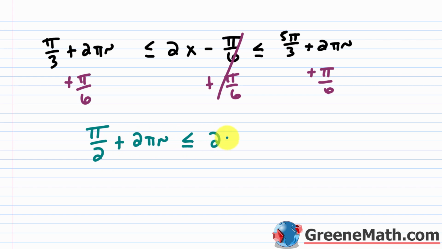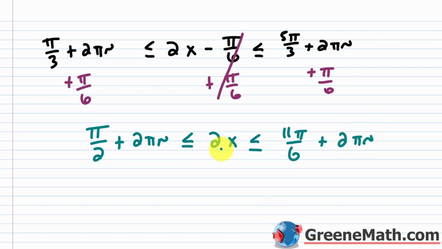And this is less than or equal to. This is canceled, so let me put 2x, which is less than or equal to. So now you've got to do 5 pi over 3. I need a common denominator, so let me multiply this by 2 over 2. So that'd be 10 pi over 6. And then basically plus your pi over 6. So 10 pi plus pi would be 11 pi. So this would be 11 pi over 6, and then basically plus 2 pi n.